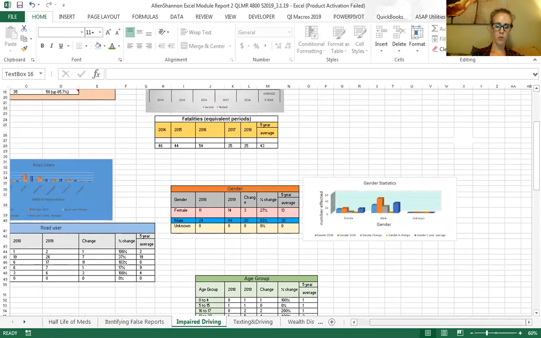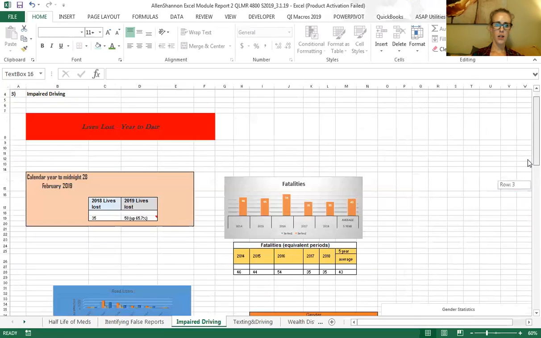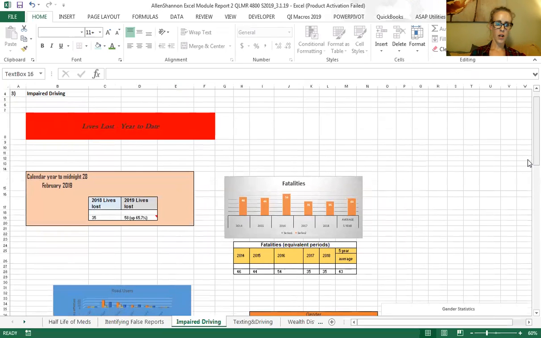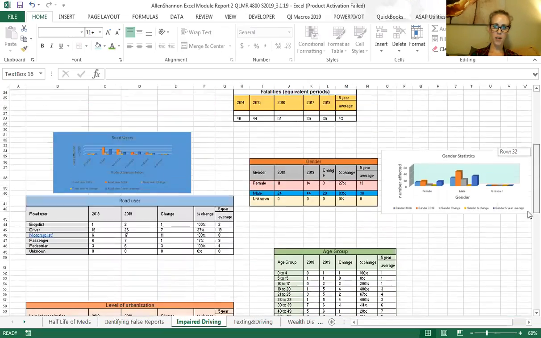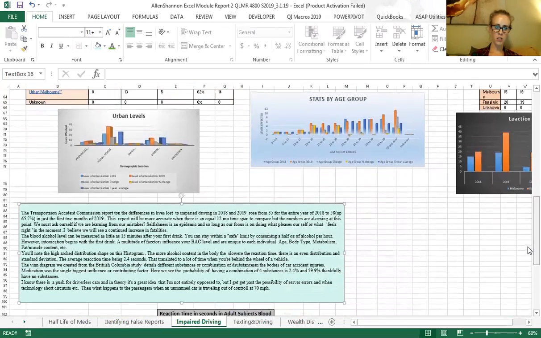So if we can move over here where I can see it better, I've got number of lives lost in 2018 were 35. And then in 2019, the number of lives lost, 58. That went up 65.7%. This is information gathered from the Transportation Accident Commission's report on the differences in lives lost due to impaired driving in 2018 versus 2019. And again, it rose from 35 in 2018 to 58. I mean, look at that percentage.